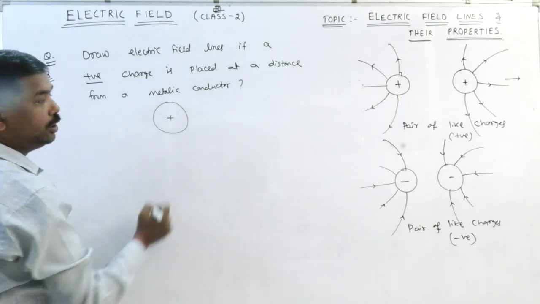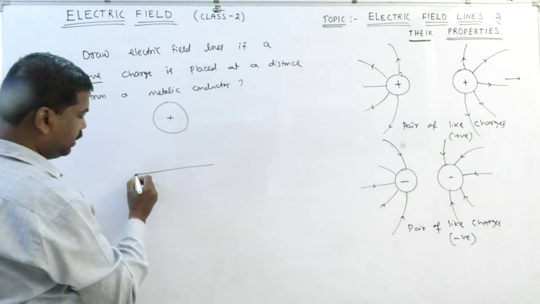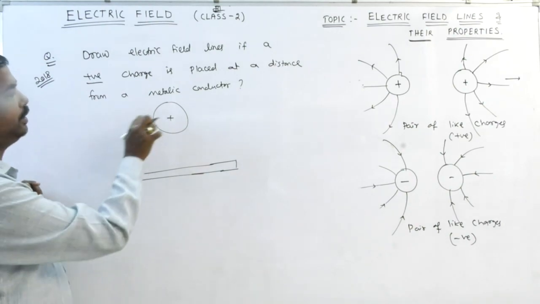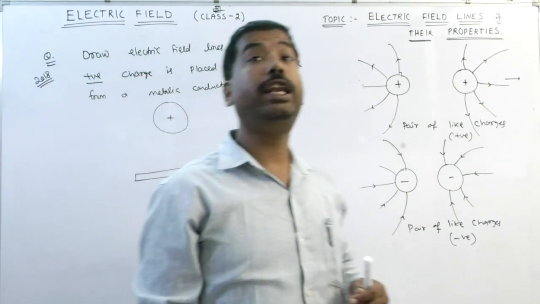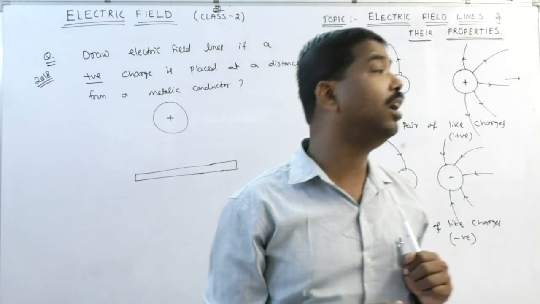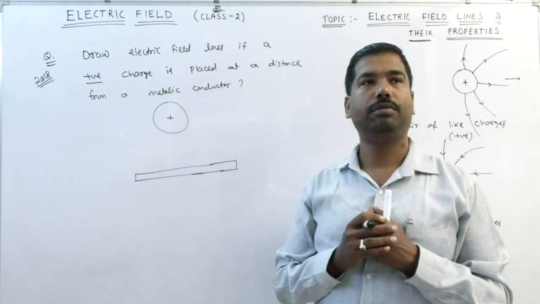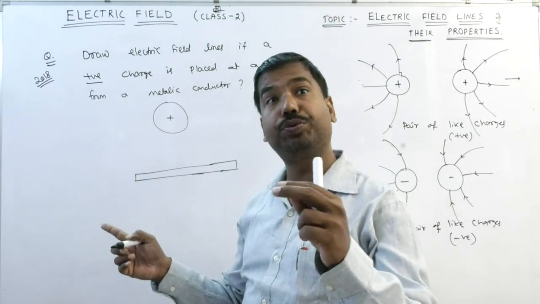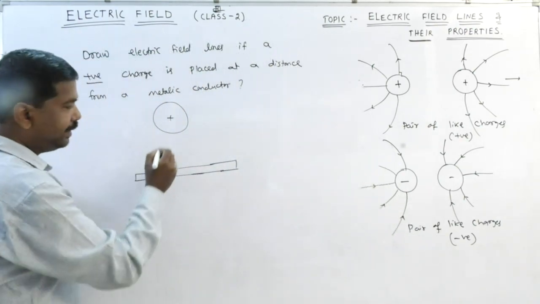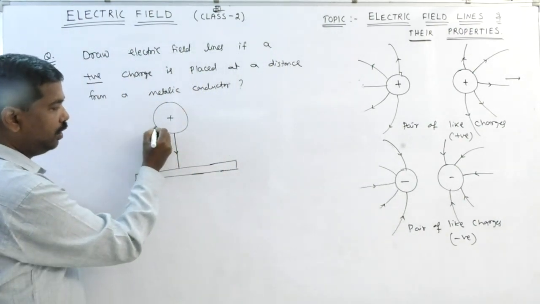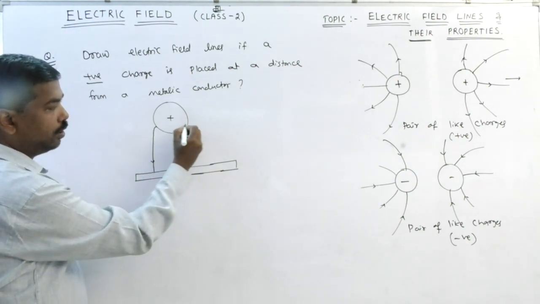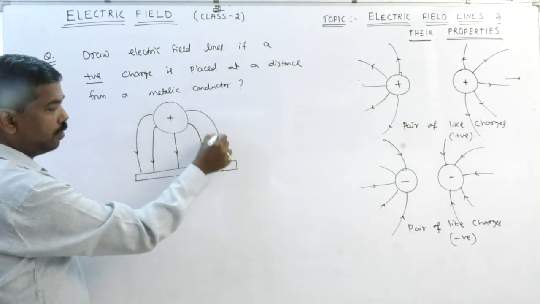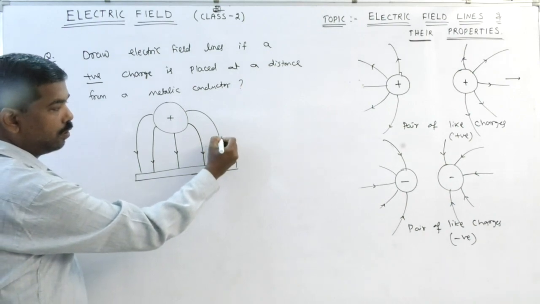Let us imagine this is a positive charge and a metallic sheet is placed at a distance from it. As we know, electric field lines are perpendicular to the surface of the conductor, and they move away from the positive charge. So as it is a positive charge, the electric field lines will be in such a direction, perpendicular. Clear?